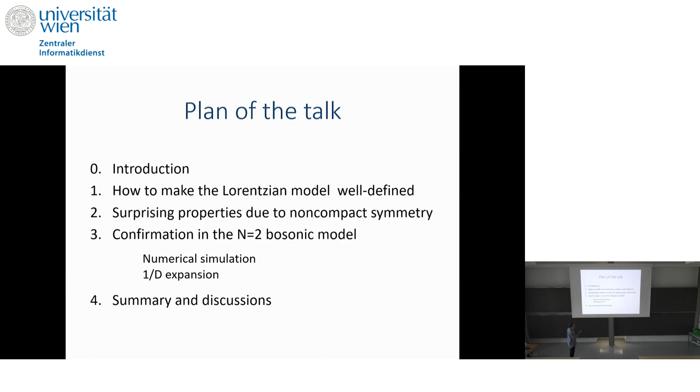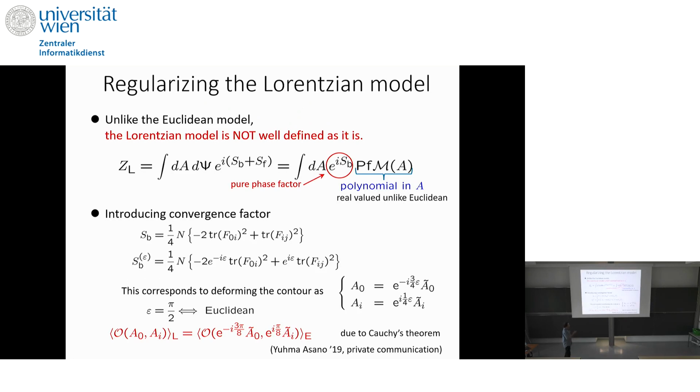So let me explain why the Lorentzian model is ill-defined as it is, and I'm going to regularize it later. Unlike the Euclidean model, the Lorentzian model is not well-defined as it is. Let's look at this partition function. After integrating out the fermions, you get the Pfaffian. But you see, this is just a pure phase factor. This S_B is a real action for Hermitian A_mu. Therefore, this is just a pure phase factor. And the Pfaffian is just a polynomial in A, and it is actually real valued when A is Hermitian, unlike in the Euclidean case.